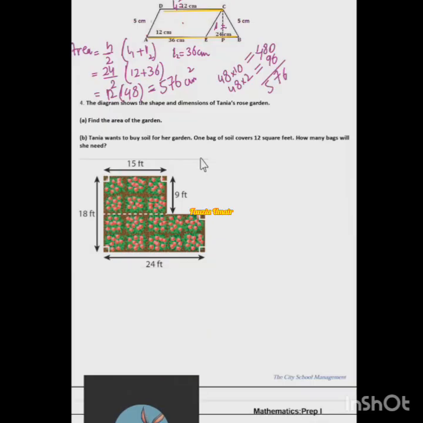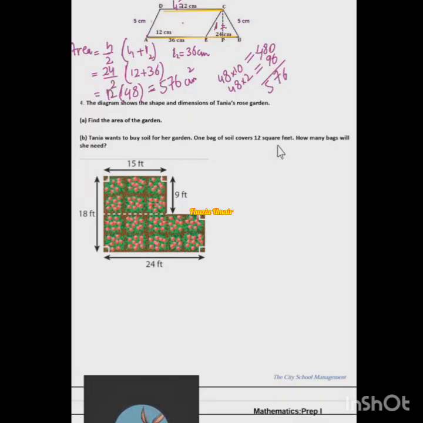She wants soil for her garden. So where would this soil go? Will it be on the outer side or will it be inside? Inside, yes. If the question said Tania wants to put a fence around her garden, then we would take the perimeter, right? But here the soil will go inside the whole garden.